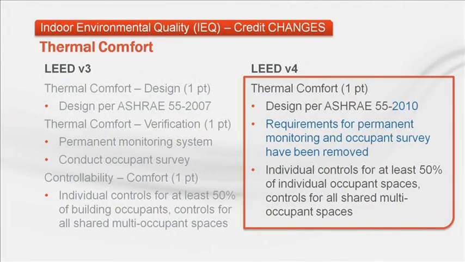However, in version 4, the requirements for verification of thermal comfort have been removed. So a permanent monitoring system and conducting an occupant survey are no longer required to earn this credit. Finally, the requirements for controllability are essentially the same, but have now been grouped in with this same credit. So the result is that there are fewer points available in the thermal comfort category.